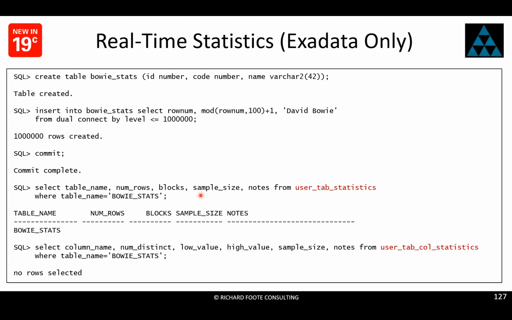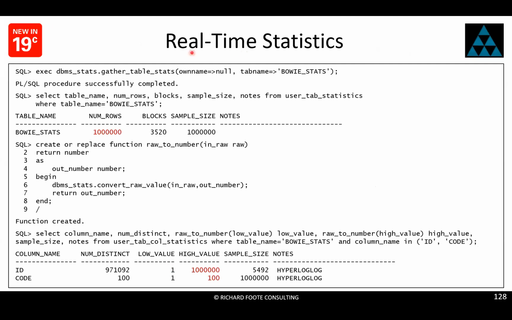The first one is what's called real-time statistics. So what I'm going to do is create a table. I'm going to populate it with 100,000 rows, and I've got my code column with 100 distinct values. Initially, I've got no stats. For this to work, you must have statistics. So real-time statistics will not work on any table that has not had statistics gathered at some point. So you've got to gather stats at some point. All right, so I'm going to do that.